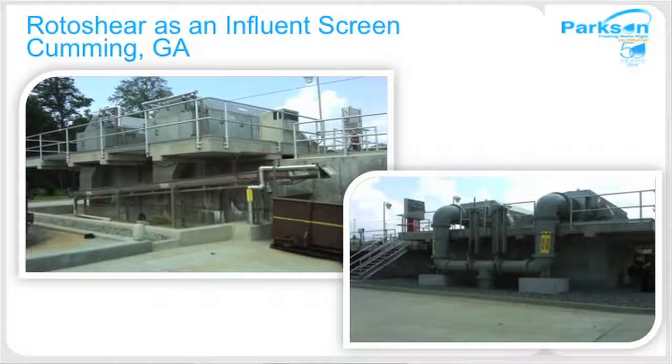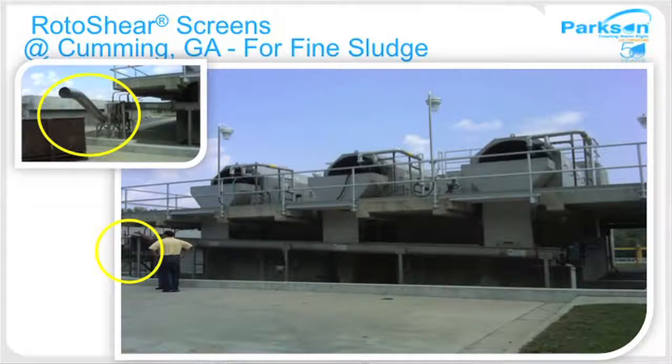Here now we see two Rotoshears as an influent screen at Cumming, Georgia plant. They are feeding into our HyPress unit there, you see. And at the same plant again, they are using it as actually sludge screens in Cumming, Georgia. 3 of our units feeding into a Helicon conveyor and then an Aqua WashPress.